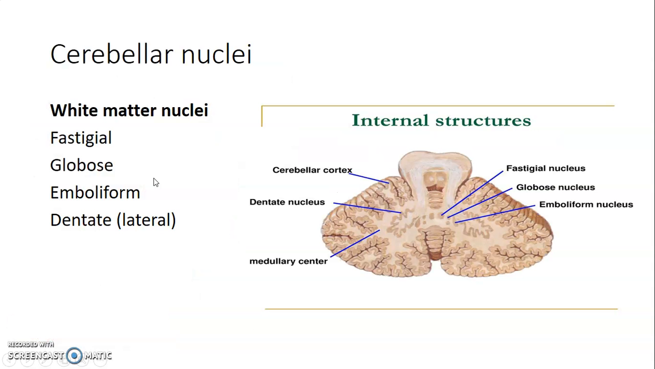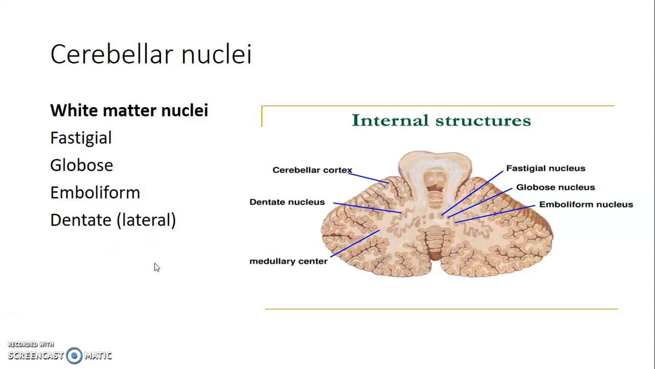The cerebellum has 4 nuclei. So we have the fastigial, globose, emboliform, and dentate, and these nuclei are usually within the white matter of the cerebellum.